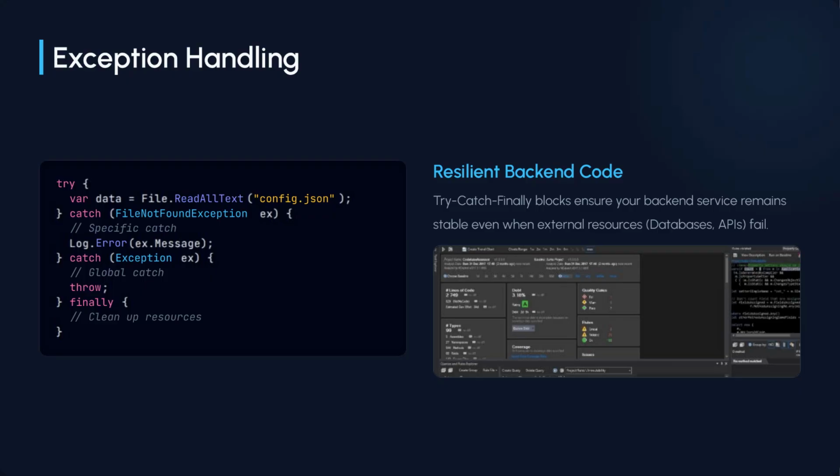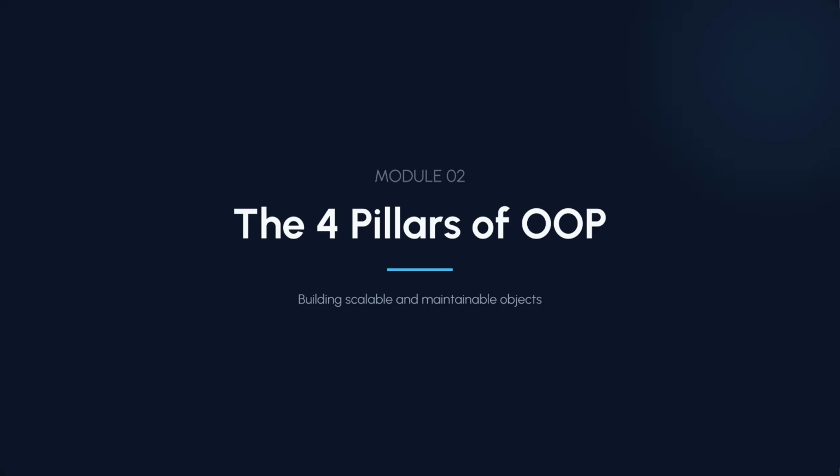Stability is non-negotiable. In the backend, we use try-catch-finally blocks to ensure our services remain resilient, especially when dealing with external resources like databases or APIs. By catching specific exceptions like FileNotFoundException and using a global catch for the rest, we can log errors effectively and clean up resources properly.